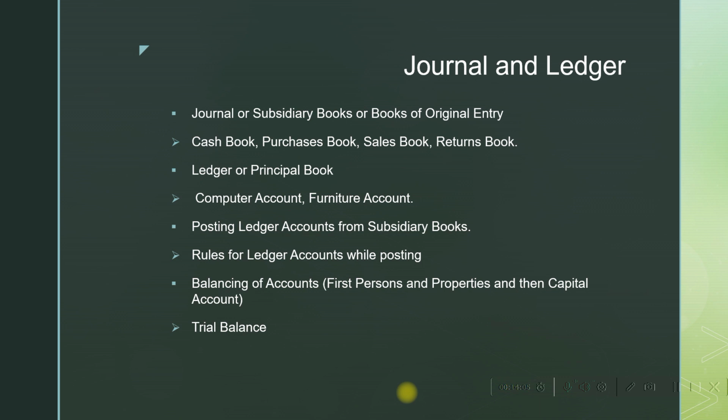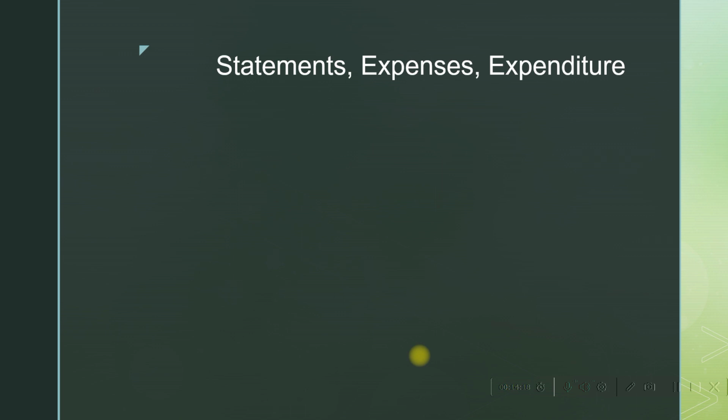We'll also be discussing what a bank reconciliation statement, revenue expenditure and capital expenditure are next. So this completes journal and ledger, posting and balancing. Okay. Now next are statements, expenses and expenditure. Before that, we'll first look at the bank reconciliation statement, which is a statement showing differences in balances between the cash book and the passbook.